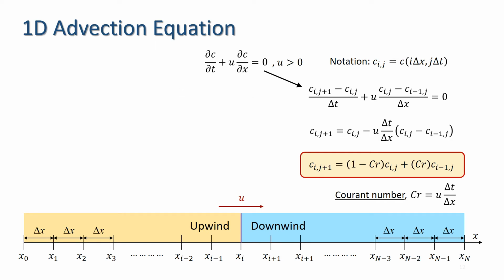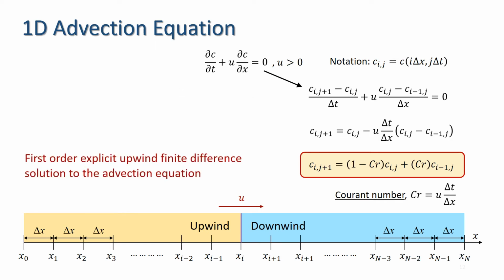This scheme is known as the first-order explicit upwind finite difference solution to the advection equation. The order, of course, comes from the order of the approximations to the derivatives, which were order delta t and delta x. The scheme is described as explicit since values of c at the time step j plus 1 are calculated explicitly in terms of values known from the previous time step j.